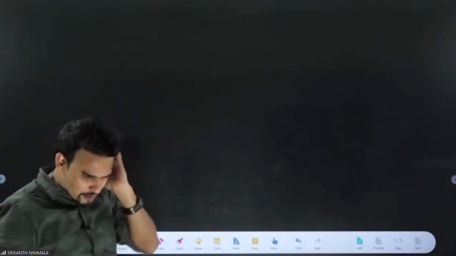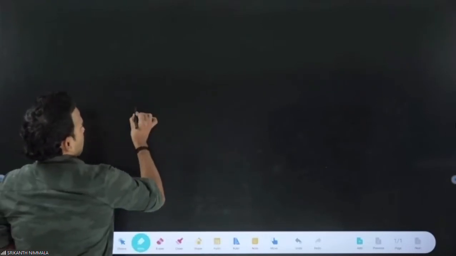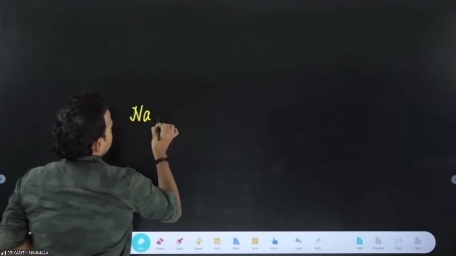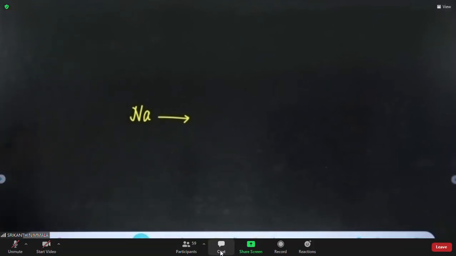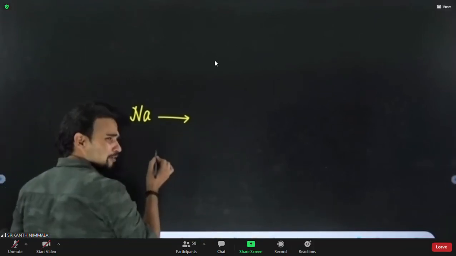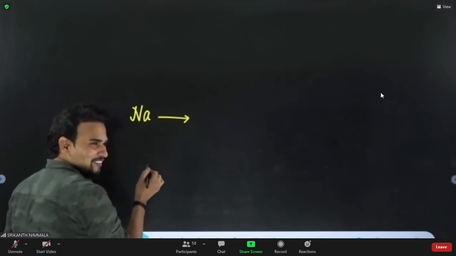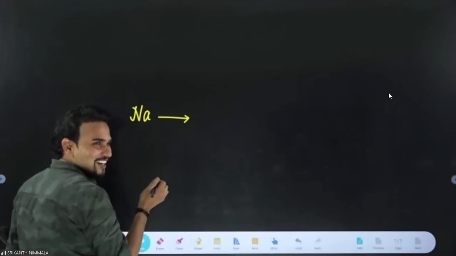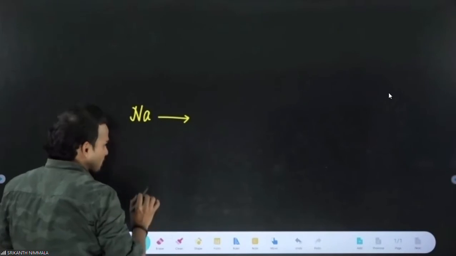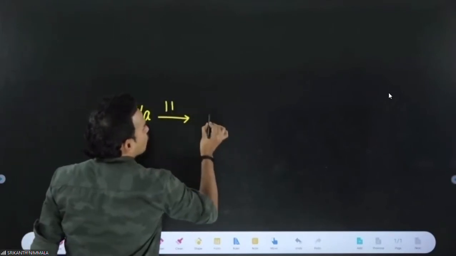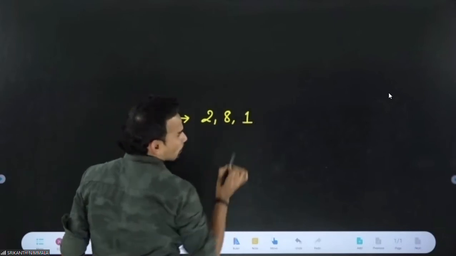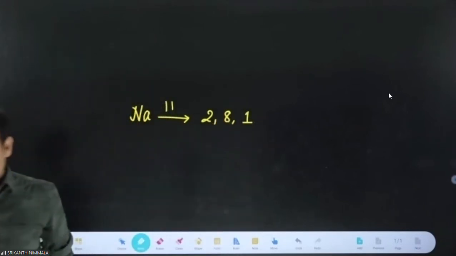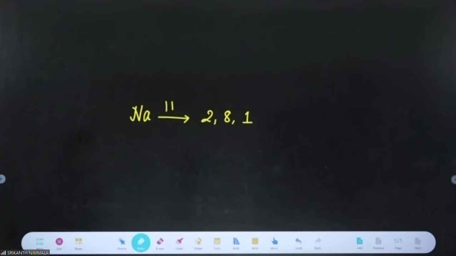You tell me, what is the atomic number of sodium? Just I want to show you something. Sir, 11. Oh, we want this question in the NEET exam, sir. Yes, the atomic number of sodium is 11. Its electronic configuration is 2, 8, 1. Which type of material is it, paramagnetic or diamagnetic?